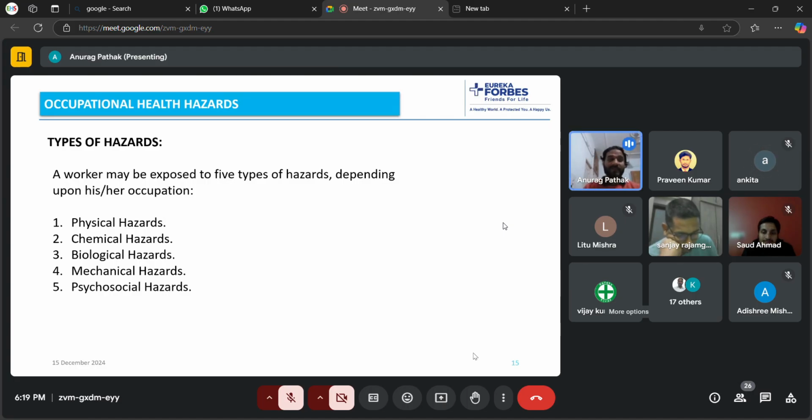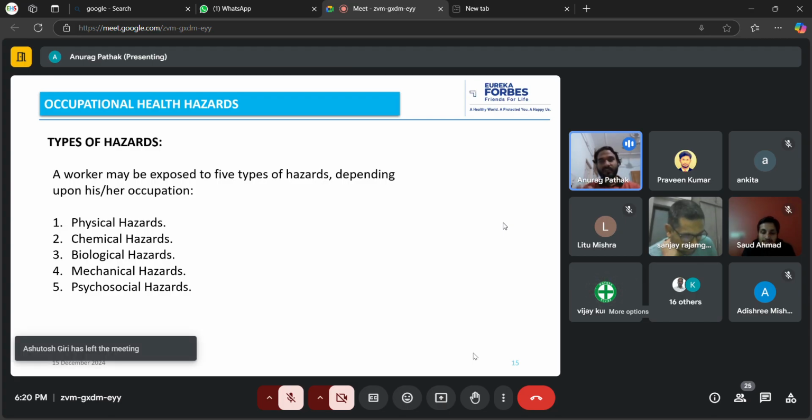So there are many types of hazard present inside the factories, and today's presentation is totally focused towards the industries only. Okay, there are 5 types of hazard: physical, chemical, biological, mechanical, and psychosocial hazards. Okay?